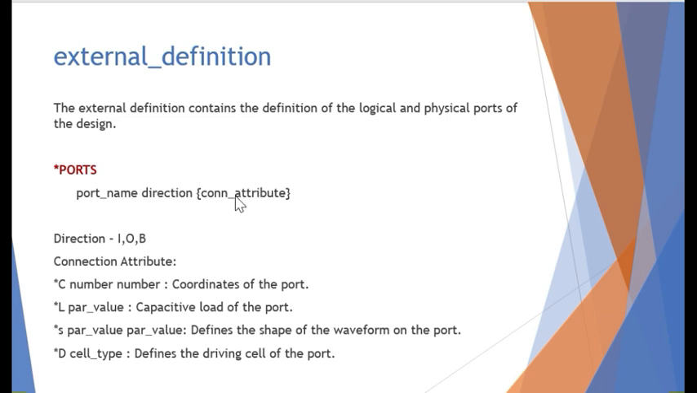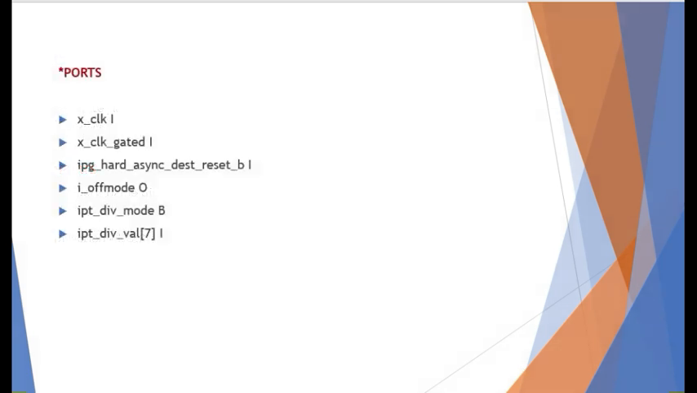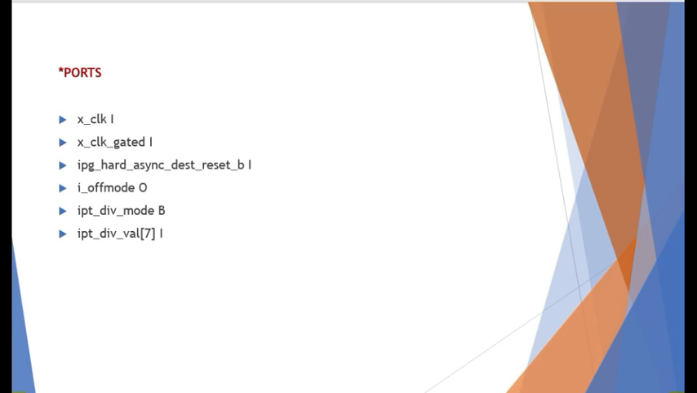If the connection attribute starts with star C, it means it is the coordinate of the port. Star L defines the capacitive load of the port, star S defines the shape of the waveform on the port, and star D defines the driving cell of the port. So this is an example of the external definition section, and we can say that this particular X clock is an input port. Similarly, I off mode is an output port, and IPT div mode is a bidirectional port. So that's how it is defined.